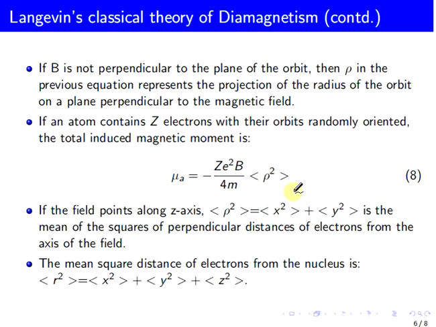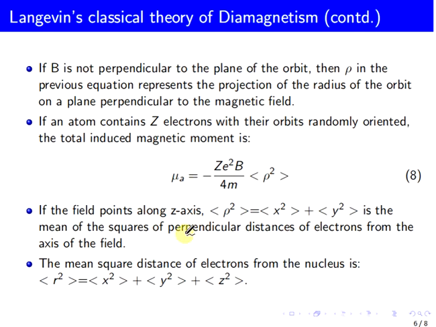Also, since these electrons are revolving in random orbits, we need to use the expectation value of rho squared. And if the field points along the z axis, this rho squared is equal to the expectation value of x squared plus y squared, which is the mean of the square of the perpendicular distance of the electrons from the axis of the field. Now the mean square distance of the electrons from the nucleus is given as the expectation of r squared equal to x squared plus y squared plus z squared.